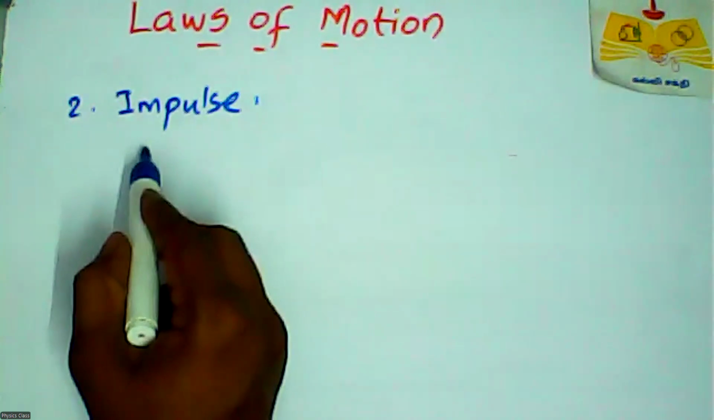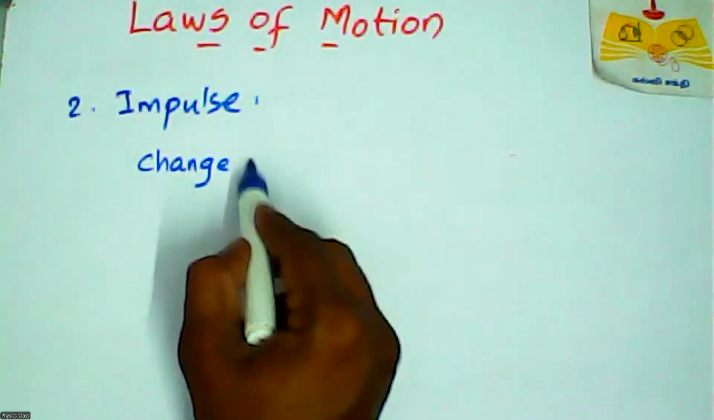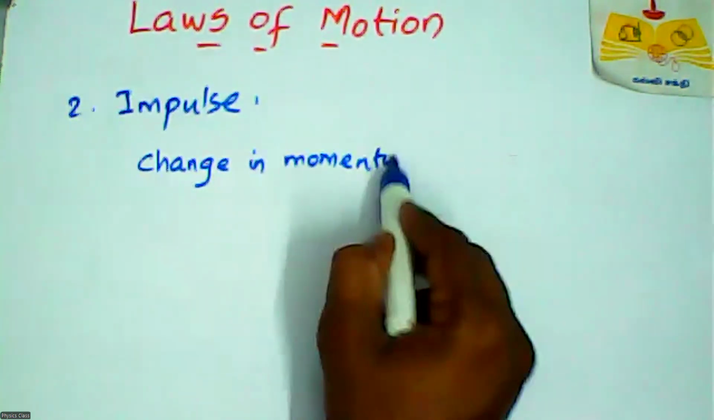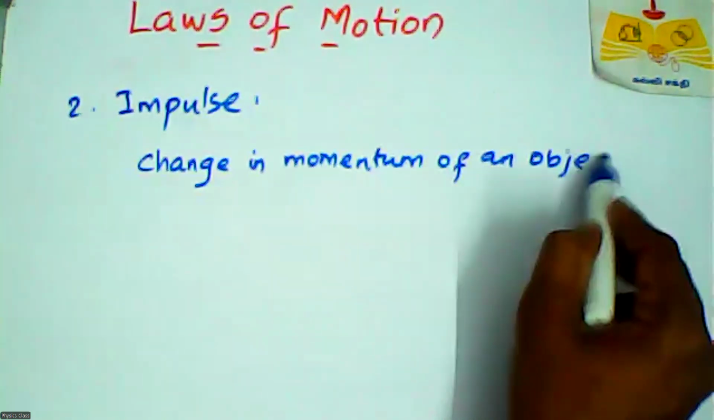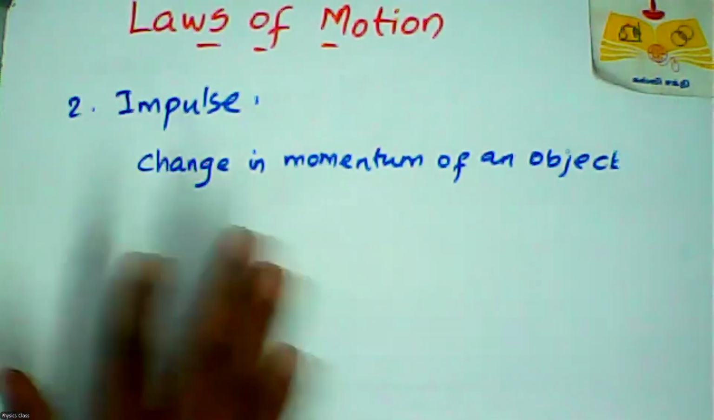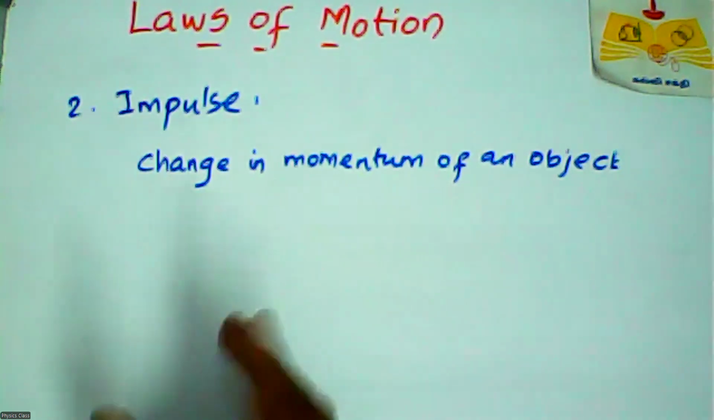Impulse is defined as the change in momentum of an object. It is a very simple, clear definition. Impulse is nothing but the change in momentum of an object. Okay, so what is that concept of change in momentum?